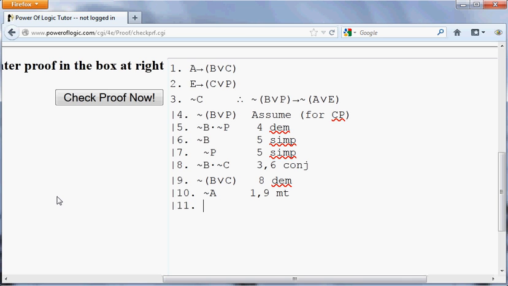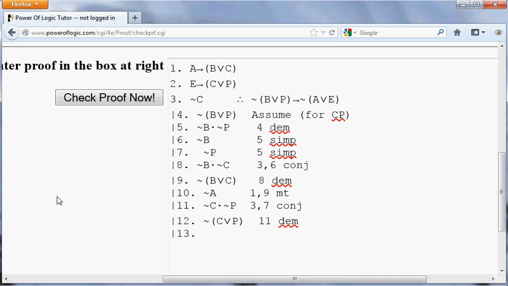Okay. I'm basically going to do the same thing for line 2. I see not C up there on line 3. Not C. And I see not P on line 7. So that looks like it's a 3-7 conjunction. And I'm going to just use De Morgan's again. I make that not parenthesis C or P. That is 11 De Morgan's. Still in the assumption there.